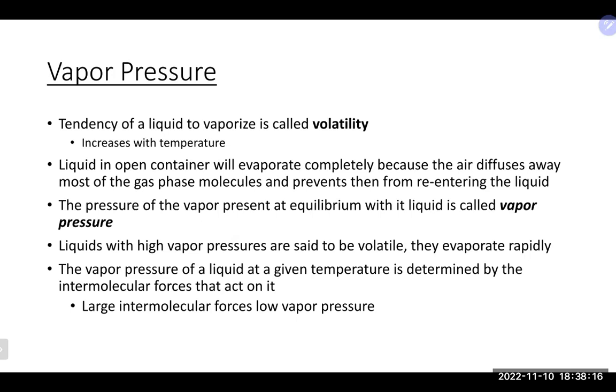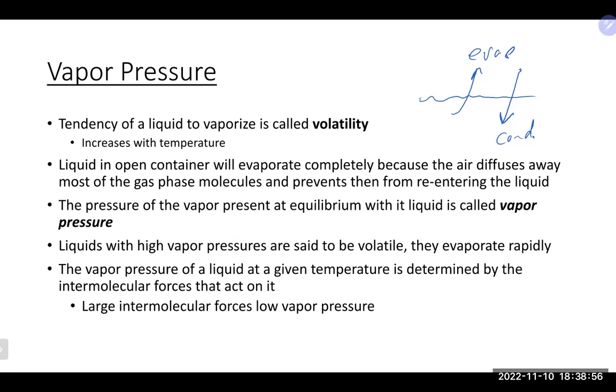Obviously increasing temperature will increase the energy and allow things to go into that gas phase. A liquid in an open container will evaporate completely as air diffuses away most of the gases that are entering. At the surface of any liquid, you basically have two things happening: evaporation, and the opposite of evaporation, condensation. So you have these guys jumping out of the liquid phase into the gas phase, and some slow moving guys that are too tired and they drop back into the liquid phase. So you have this constant interchange that occurs.